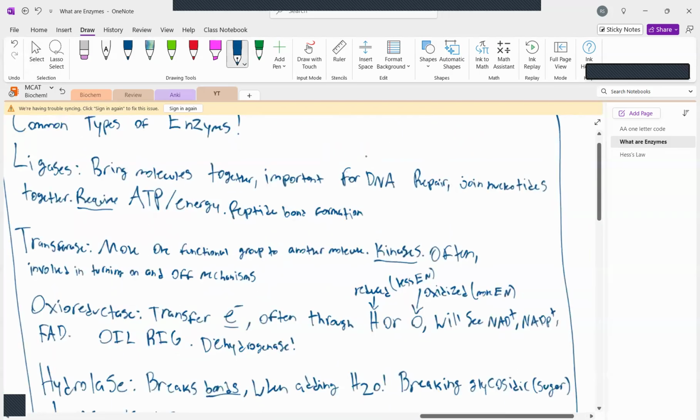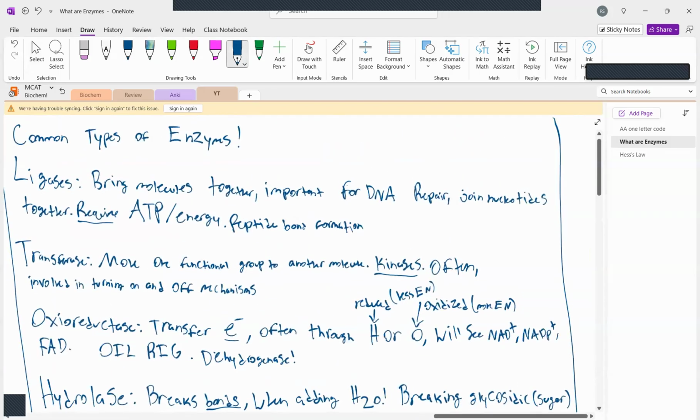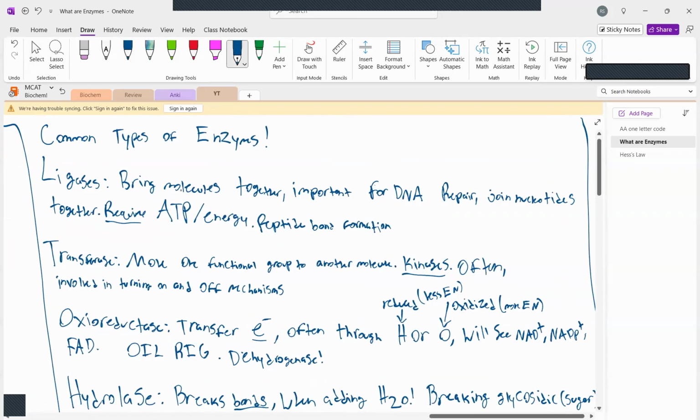Okay. So these are some common types of enzymes. There are six that you need to remember. There's also hydrolysis, which is just a term. It's not really an enzyme, but a hydrolysis reaction, for example, is breaking a peptide bond.